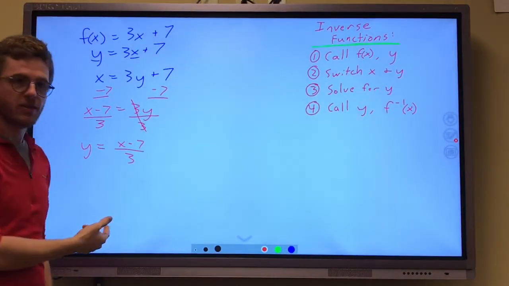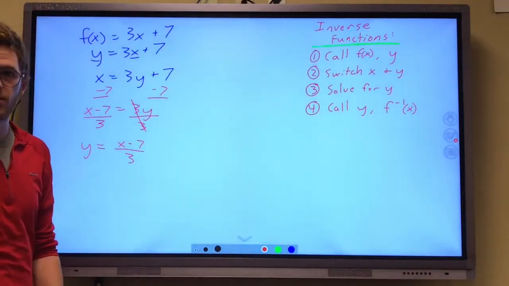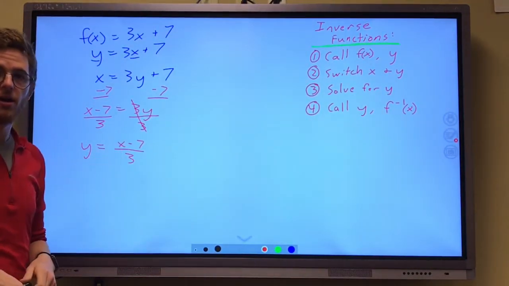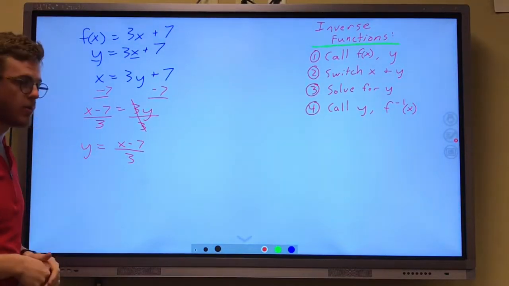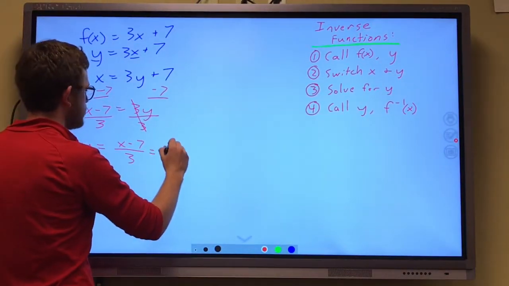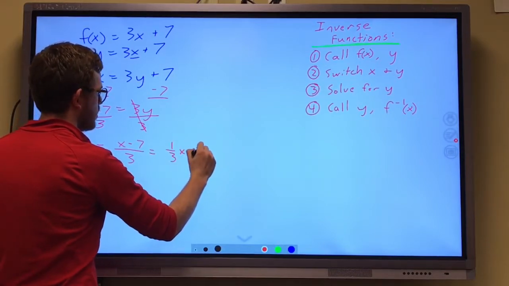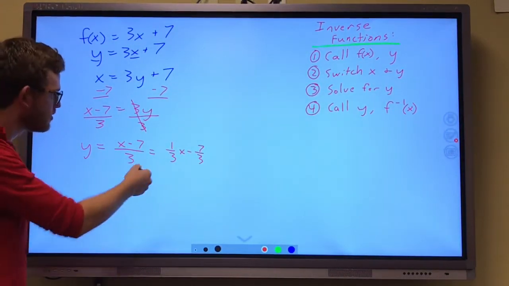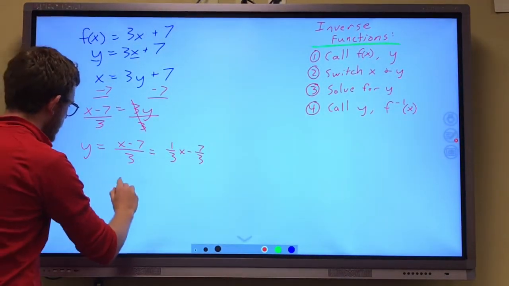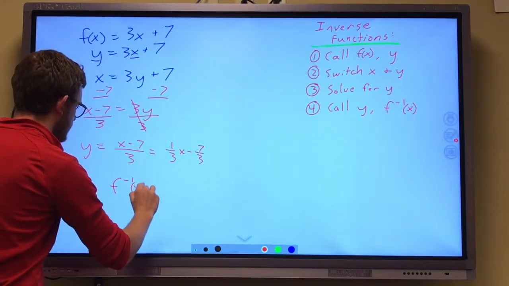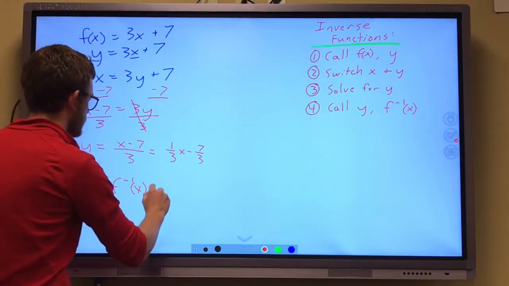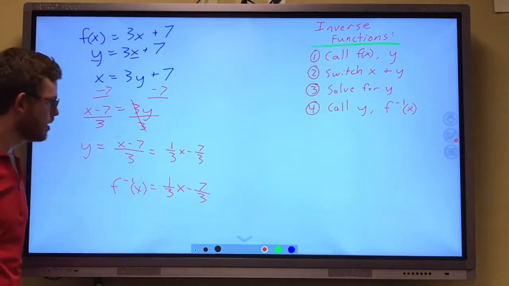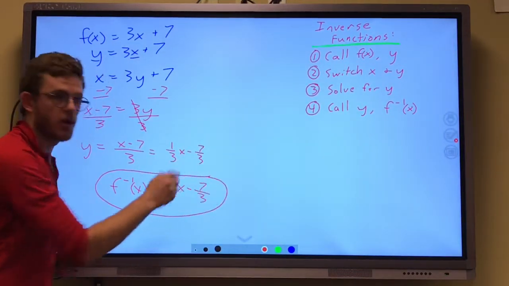Often we see answers left like this, as our book does. You could leave it like this, or we could go ahead and divide each term by 3 in order to see what the actual slope and y-intercept would be. This would be equal to 1/3 x minus 7/3. I think we like to see it this way better, so we can see our slope and our y-intercept, and we want to call this the inverse of our original function. And so here is our inverse.